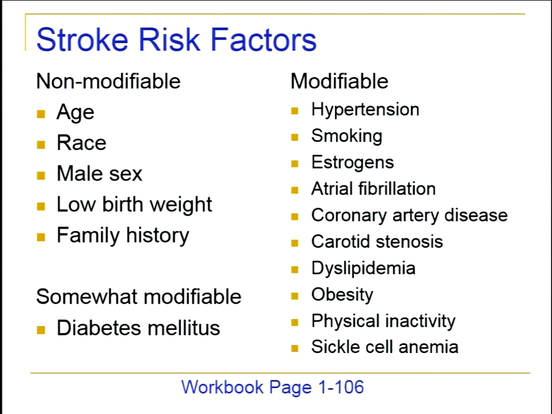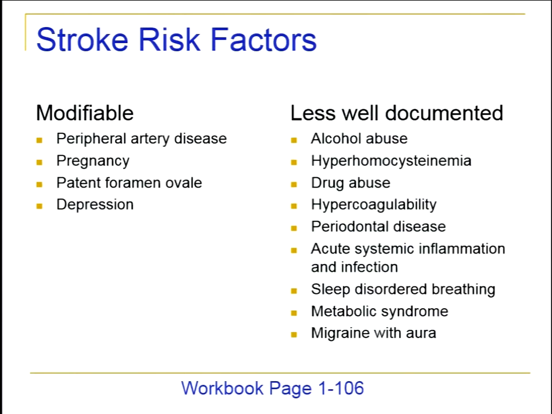And then the things that we know are modifiable, and that's a pretty long list now. So we've got hypertension, one of the easiest ones to modify. Smoking makes a huge impact if we can get them to stop. Estrogen use, AFib, about 5% risk per year, so quite high. Coronary artery disease, carotid stenosis, dyslipidemias, obesity, physical inactivity, and sickle cell anemia. And we go on: peripheral artery disease, pregnancy and the immediate postpartum period, a patent foramen ovale, and depression.